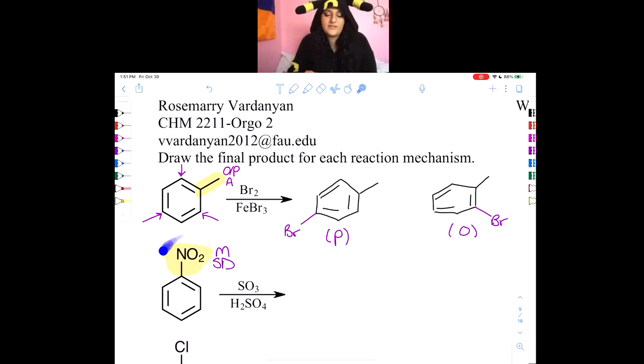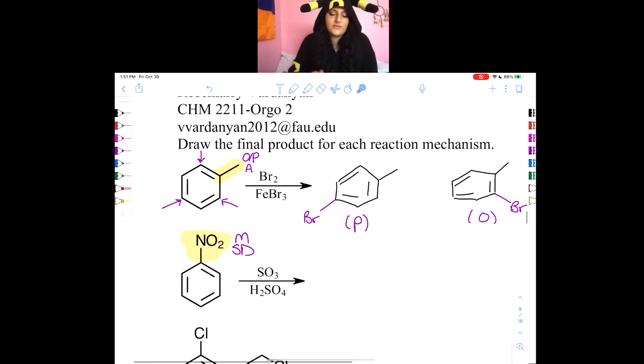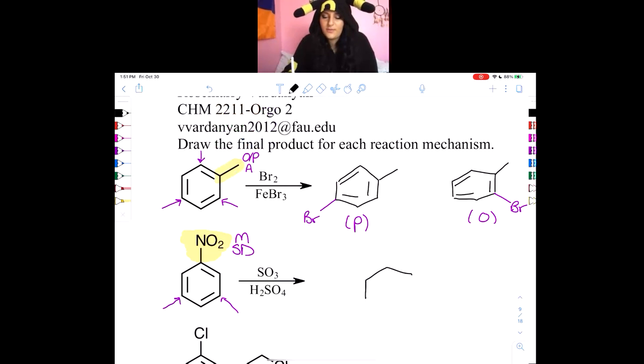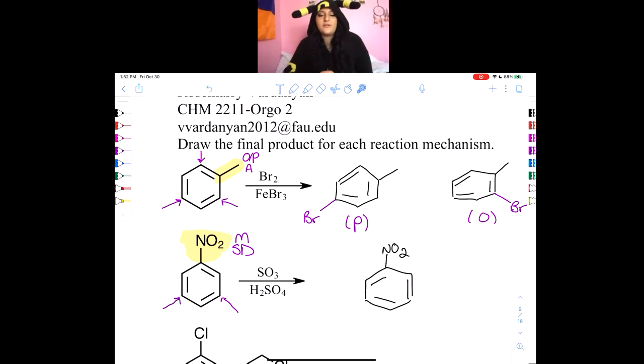Okay, so in this next one, it is a meta-director. So that means we are going to go here or here. So there's really only one answer because both meta positions will give you the same product, essentially. So NO2. And if we have SO3H, what is going to be added to our benzene ring?